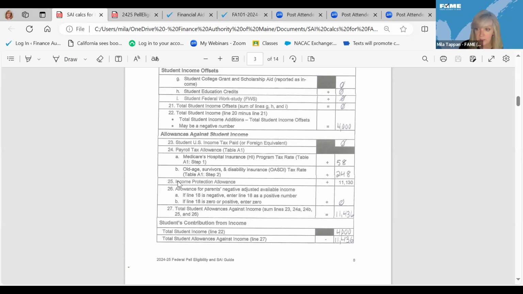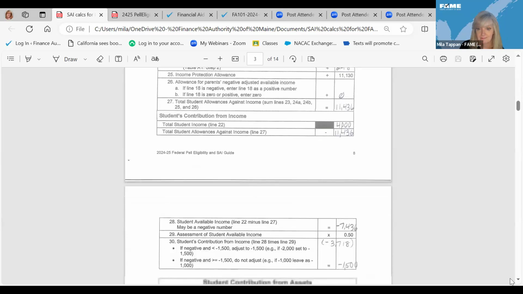Students across the board, dependent students, have an income protection allowance as well, and it's $11,130. If parents' income was negative, that would be taken into account. That's not the scenario here. So what I'm going to do is take all of his allowances. So no income taxes, but we do have Social Security tax, and we have his income protection allowance. So that totals 11,436. So we're going to take his income minus his allowances.